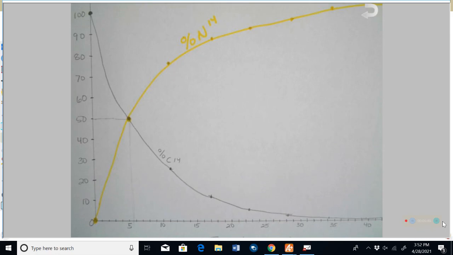All right, so now you're going to work on CASEL learning questions. So open up the CASEL learning assignment and answer those questions all about radioactive decay.